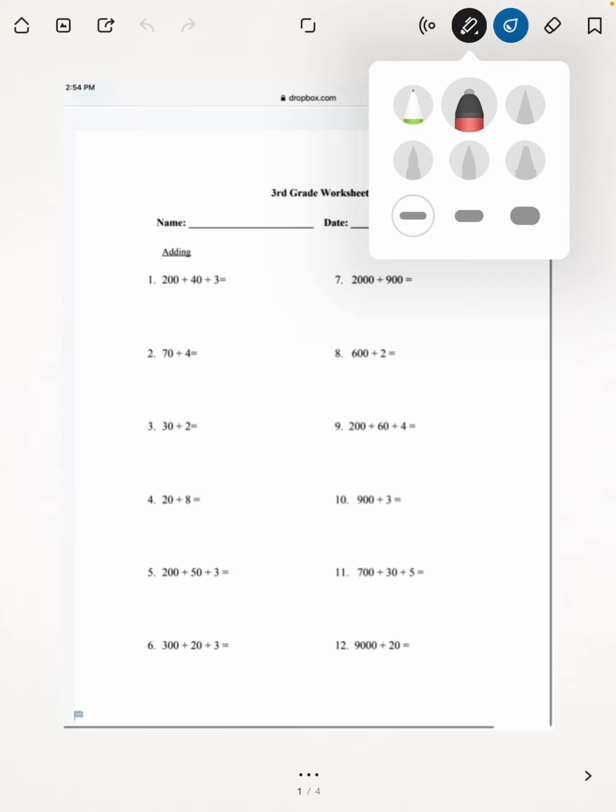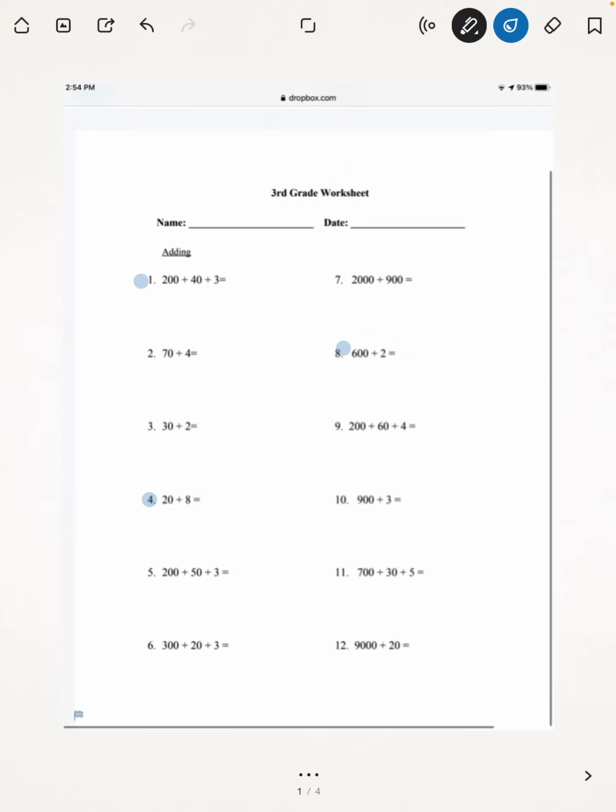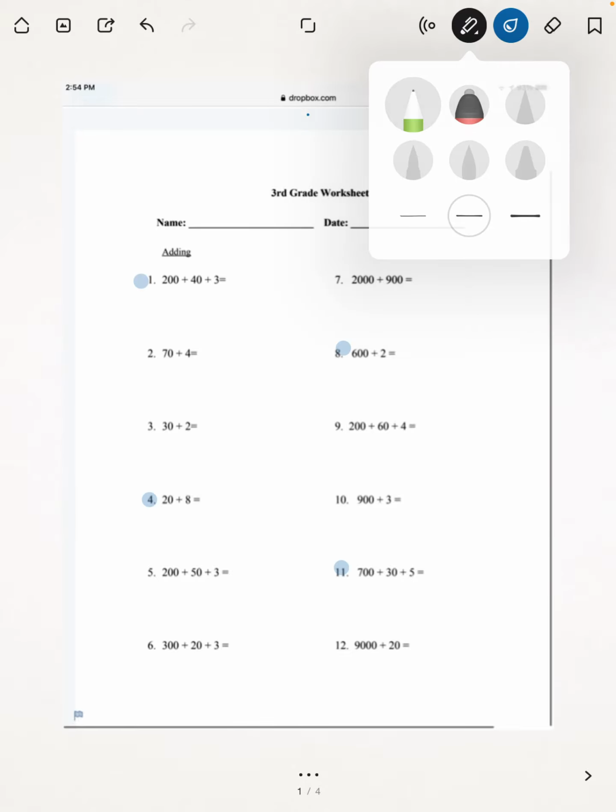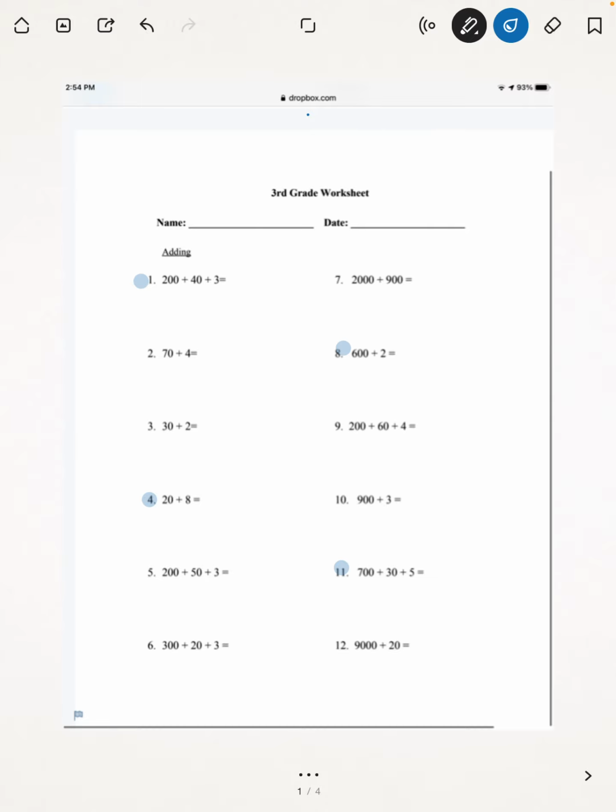So, first one, this one, and this one, I guess. Okay, so we're doing adding three numbers.